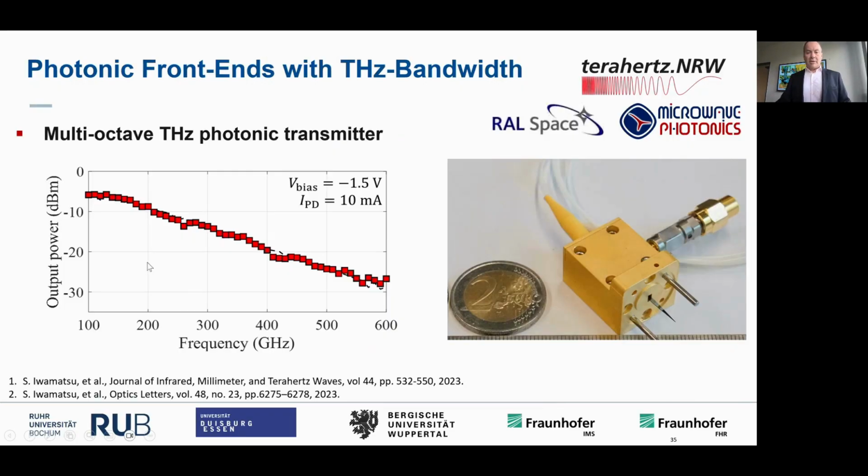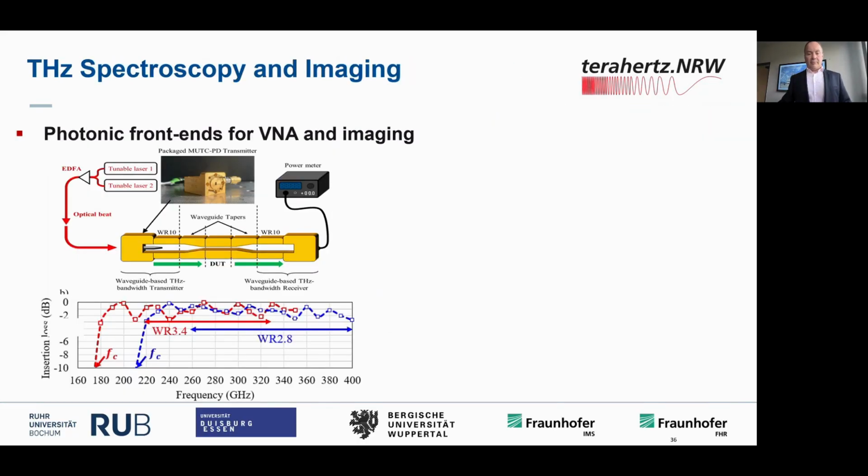You see a measurement of this module from 100 to 600 gigahertz. This measurement already shows a bandwidth of 500 gigahertz for this technology, and it can be further increased. This is really huge, and nothing else compares with this technology. We can use it for different applications, for example for optical VNAs. VNA stands for Vector Network Analyzer, and I guess most of you will know it.